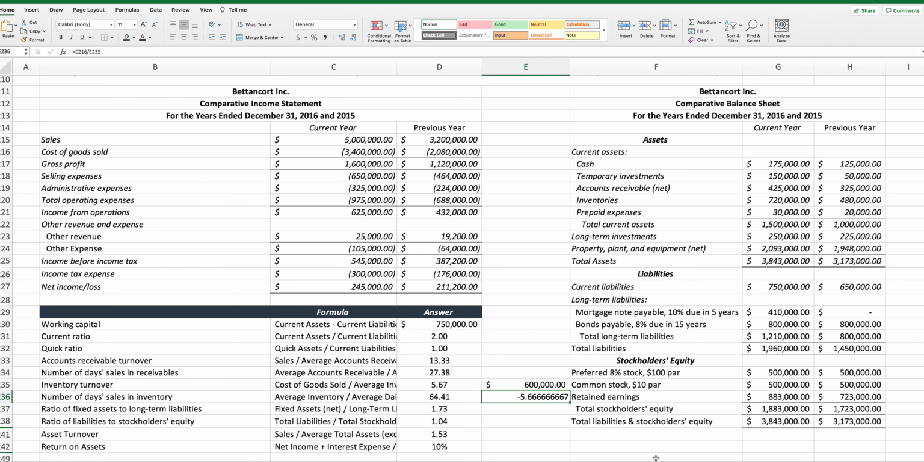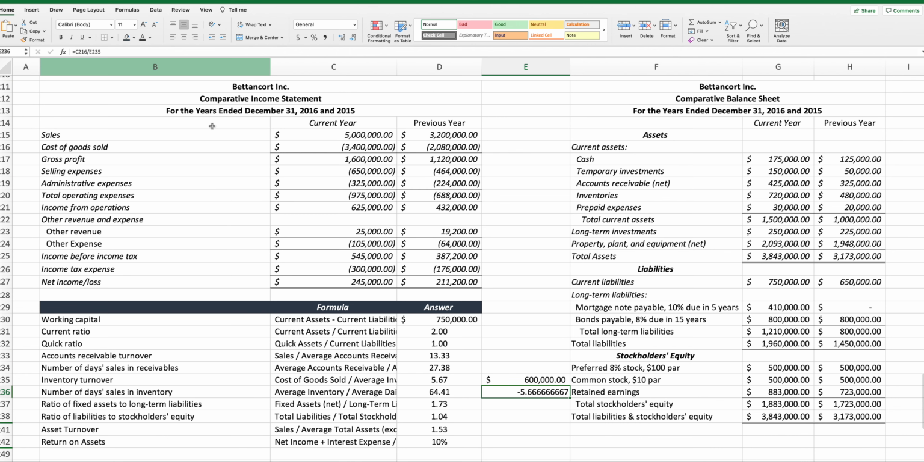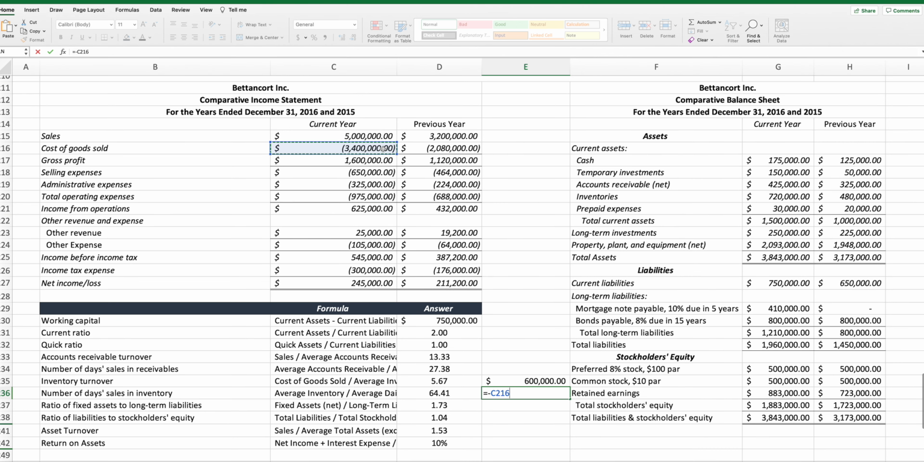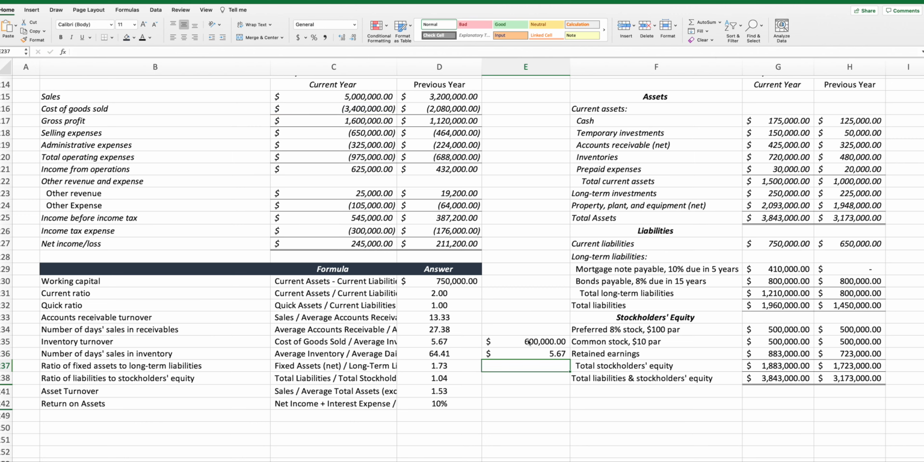And you notice that I have a negative amount here, right? So I would actually want to remove that negative that it's picking up over here. And I can do that by simply reversing the sign, saying negative as I pick up my cost of goods sold, and then dividing that again by my average inventories. 5.6. Perfect. And what does this tell me?